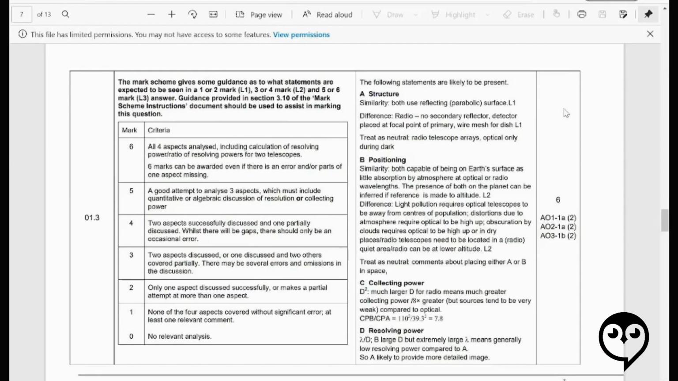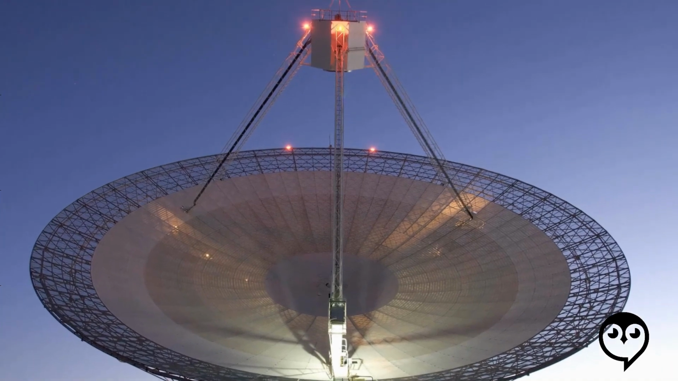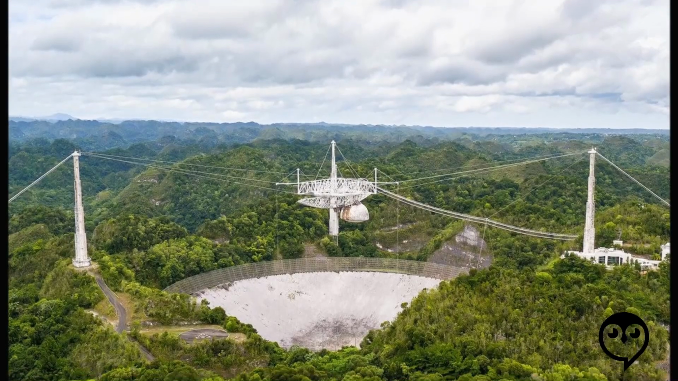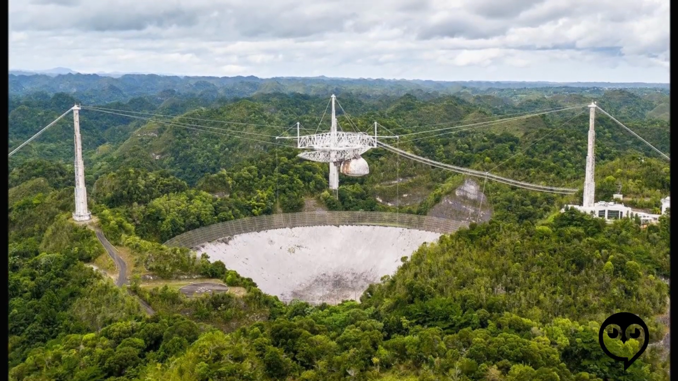Okay, so structure. Both use a parabolic surface. The difference is the radio has no secondary reflector. The detector is placed at the focal point of the primary, so you can see here in the picture how everything is. There's a little detector up there in the middle.